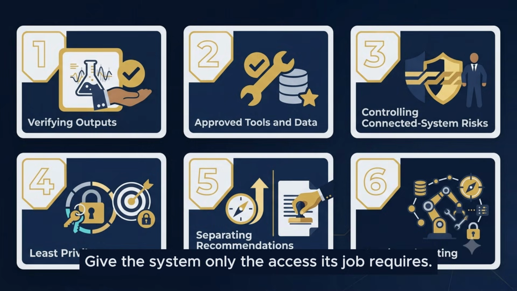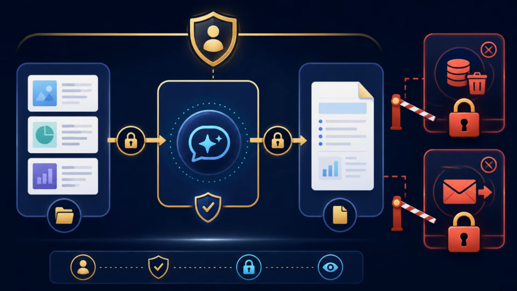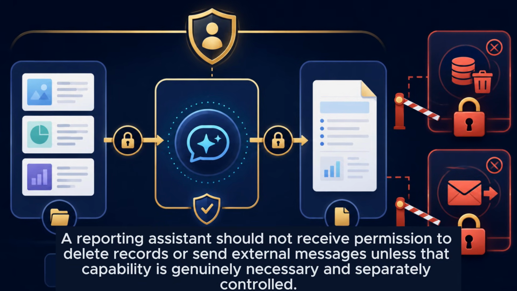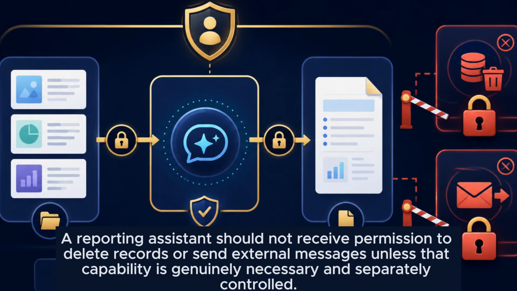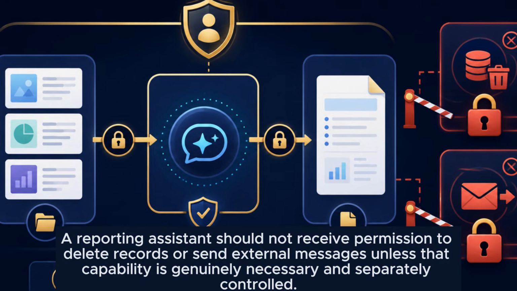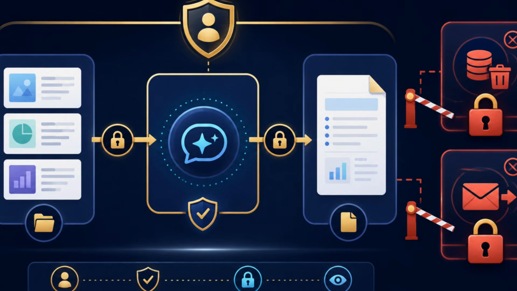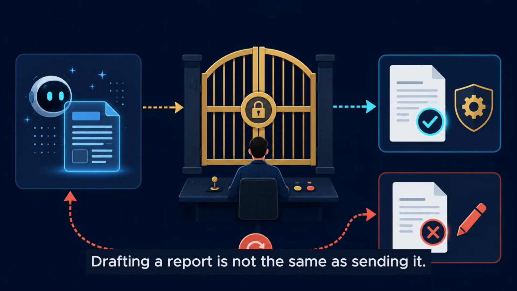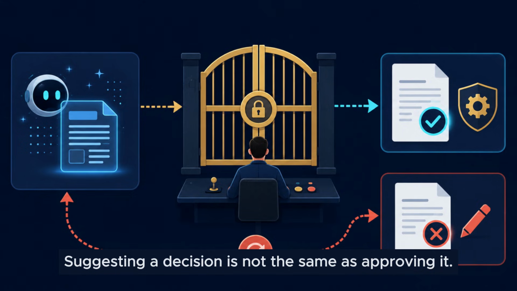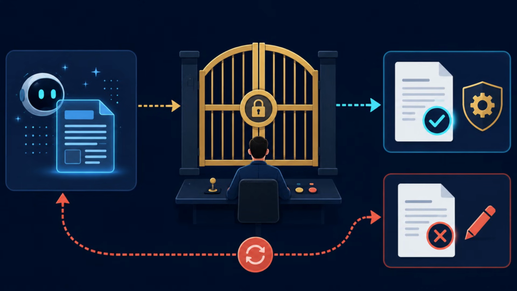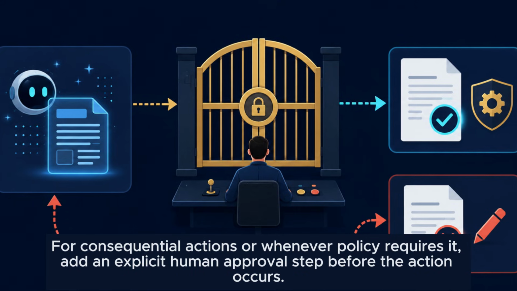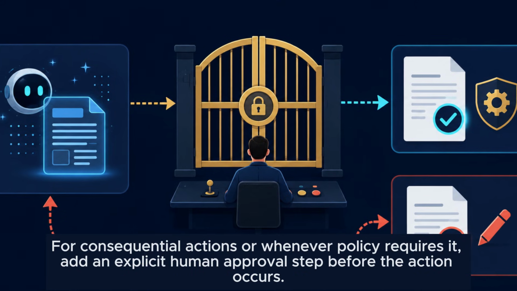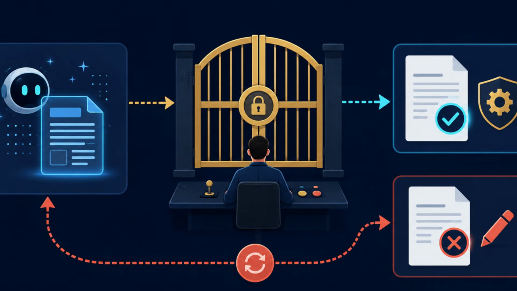Give the system only the access its job requires. A reporting assistant should not receive permission to delete records or send external messages unless that capability is genuinely necessary and separately controlled. Drafting a report is not the same as sending it. Suggesting a decision is not the same as approving it. For consequential actions, or whenever policy requires it, add an explicit human approval step before the action occurs.